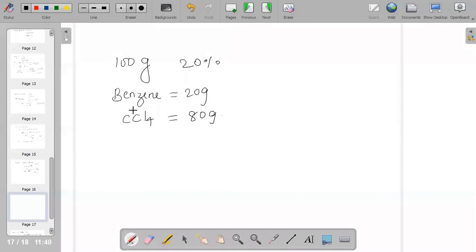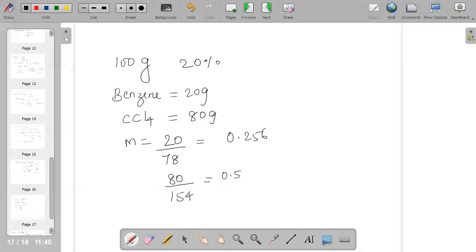But we need mole fraction, hence I need the moles. How will I calculate? Number of moles is equal to given mass by molar mass. So the given mass is 20 and the molar mass of benzene, if you calculate, you will get around 78. So I can say 20 by 78, which is 0.256 and so more. And for CCl4, again given mass by molar mass. So the given mass is 80 and the molar mass is 154, which gives 0.51.